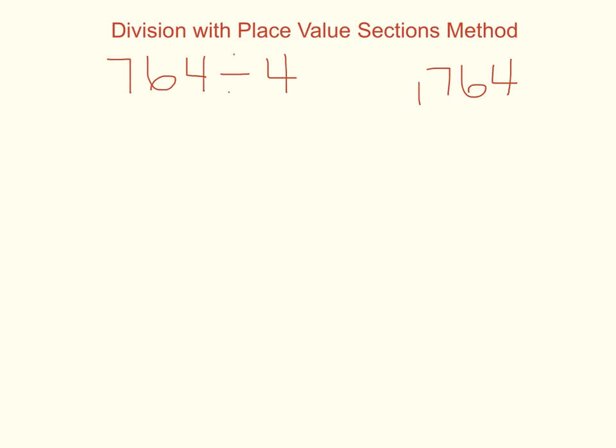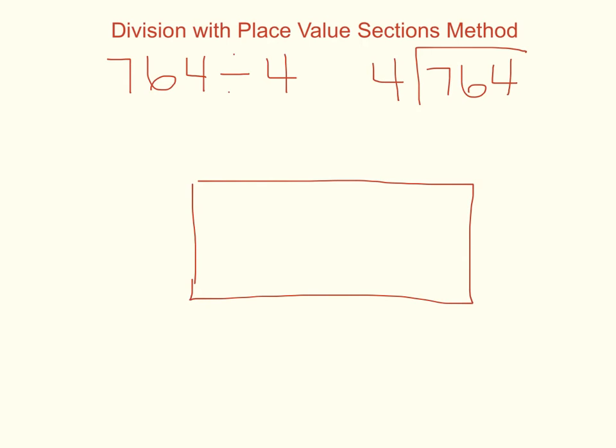This could also be written as 764 divided by 4. Now when we use the place value sections method, we want to set up an area model just as we would with multiplication. So I'm going to start by drawing a rectangle model. Now my dividend, 764, is written inside the area model with the divisor, 4, written outside.